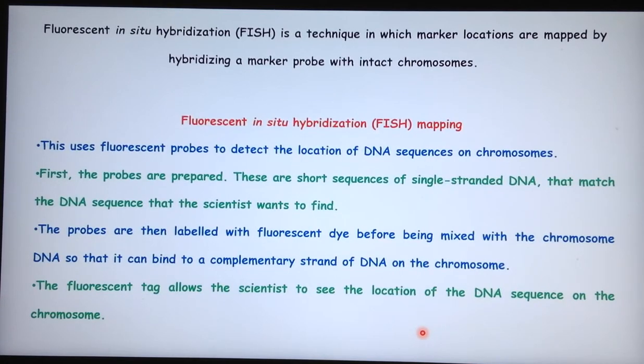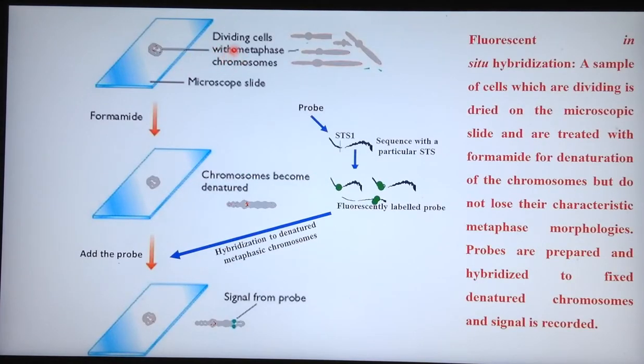So fluorescence in situ hybridization uses a fluorescent probe to detect the location of DNA sequences on the chromosome. The probes prepared are short sequences of single stranded DNA that match the DNA sequence that we wish to find, and probes are labeled with fluorescent dye before mixing with the metaphase chromosomes, and wherever they find complementarity they bind there and give us a signal in the form of fluorescence. Here we can see a dividing cell with metaphase chromosomes. So these are all metaphase chromosomes which are present on this slide.